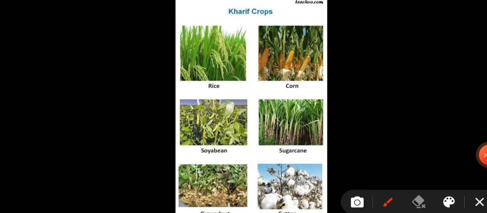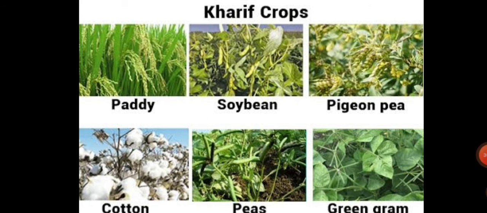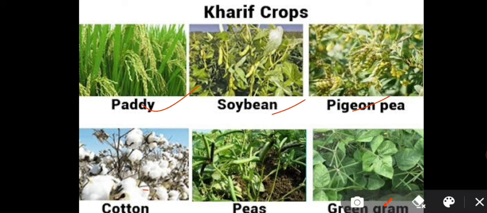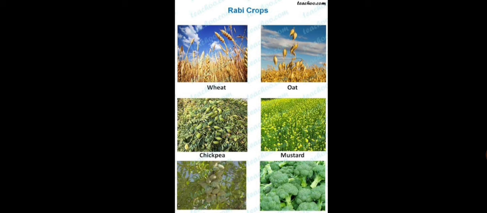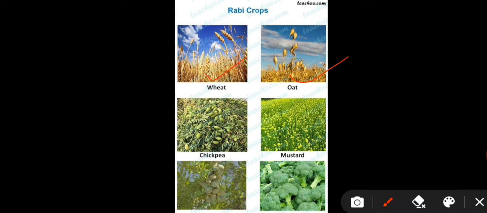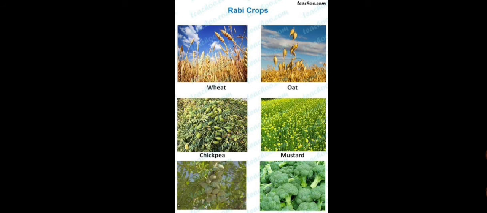Okay, let us see. Here are the kharif crops. Look at this: rice, corn, soybean, sugarcane, groundnut, cotton. These are the kharif crops. Okay, see here. There is paddy, soybean, pigeon pea, cotton, peas, green grams. Okay, these are the kharif. Look at the rabi crops here: wheat, oat, chickpea, mustard, almond, broccoli. These are the rabi crops that are sown during the arrival of winter. Okay.